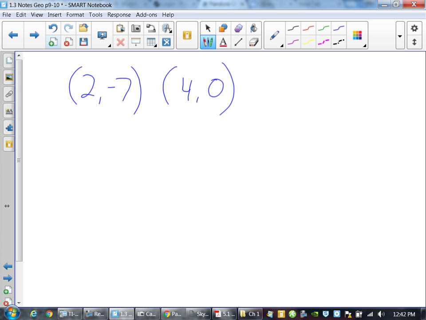Same idea. I'm going to find the distance between these 2 points. And in order to find the distance between these 2 points, I can do one of 2 things.